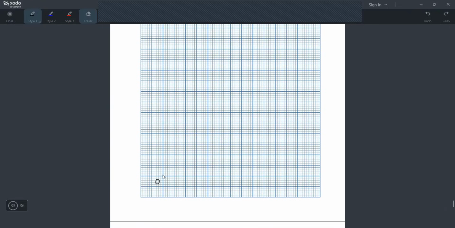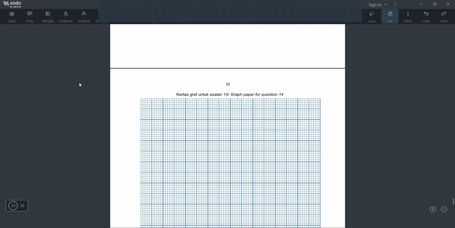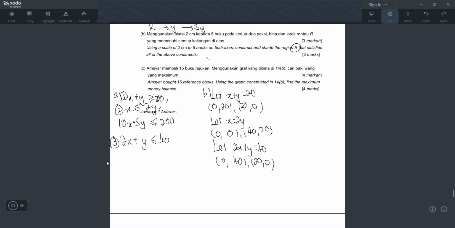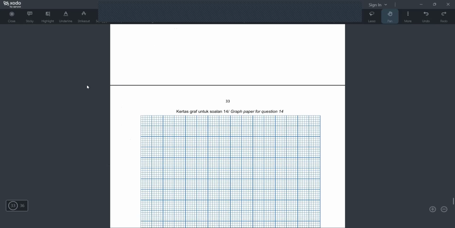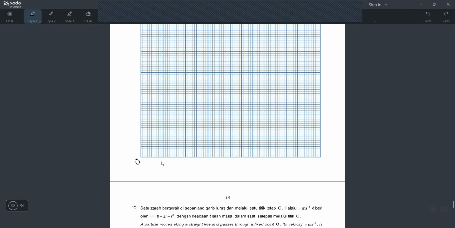Okay, it's not enough if I put here. Okay, let's just put it at the bottom here. Right? So 2 cm to how much just now? I forget already. 2 cm to 5. Yeah, 2 cm to 5. So let's go. Let's label the axis first.